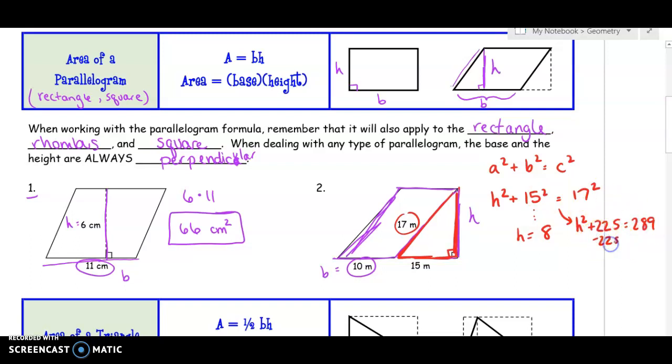You're going to minus 225 from both sides. You get h squared equals 64, and then to get rid of the squared, you square root it. That's how you get h equals 8. So our height is 8.